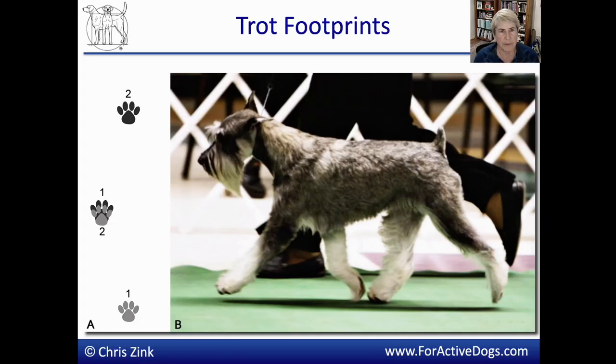Okay, let's talk about the trot. This is an image of the trotting dog. So this dog is moving correctly at a trot, and in a trot, diagonally opposite front and rear feet move forward together. So in this dog, the left front and the right rear have swung forward.